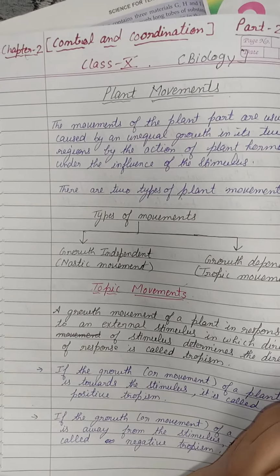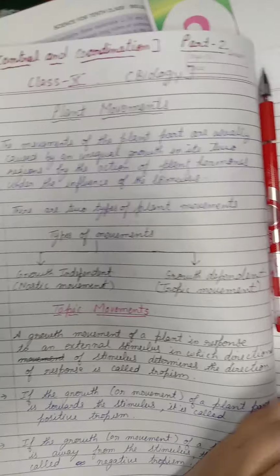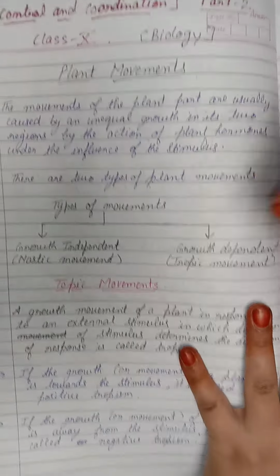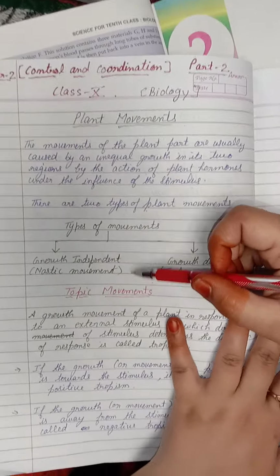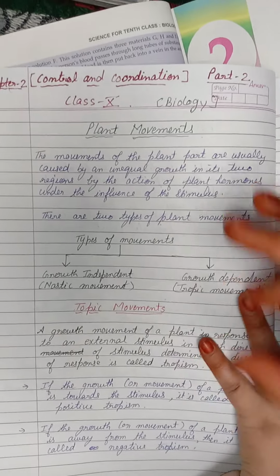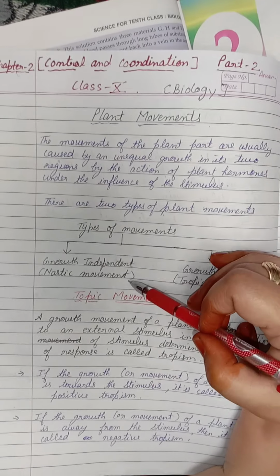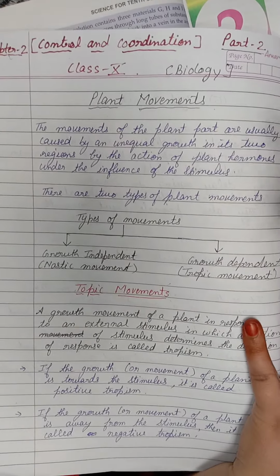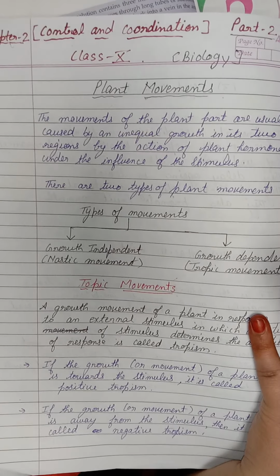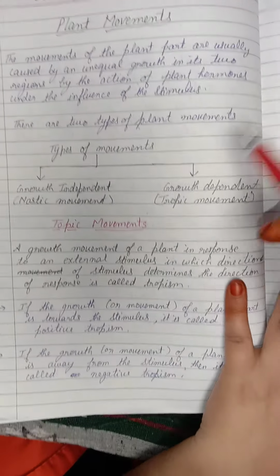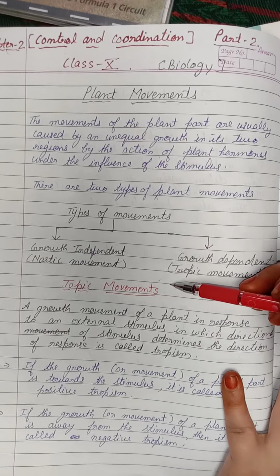On the basis of this growth, we have two types of movements: the growth dependent movement, and the second one is growth independent movement. Here, if the plant growth is independent, meaning it is not showing the direction of the growth, then it is called the nastic movement. And if the direction of the growth is clear, then we call it the tropic movement. Got it? Now firstly I am going to start the tropic movement.